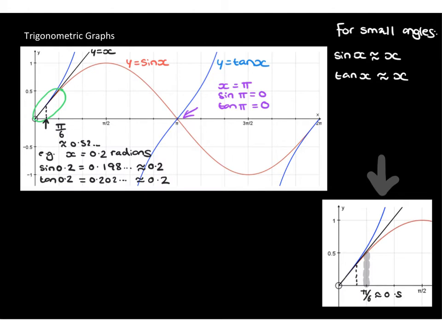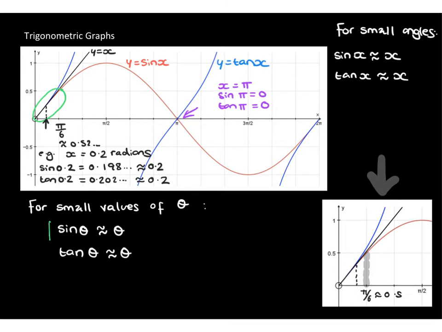So let's summarise. Now, you'll find that the textbook tends to use theta for an angle rather than x, so I'm going to do the same. And what I'm going to say is that for small angles, or small values of theta, and again, we will define exactly what we mean by small values of theta a little bit later on, we can say that sine of theta approximately takes the value theta, and tan of theta approximately takes the value of theta. And it's really important that we know both of those two results. And what we're going to do in a minute is prove these two results.